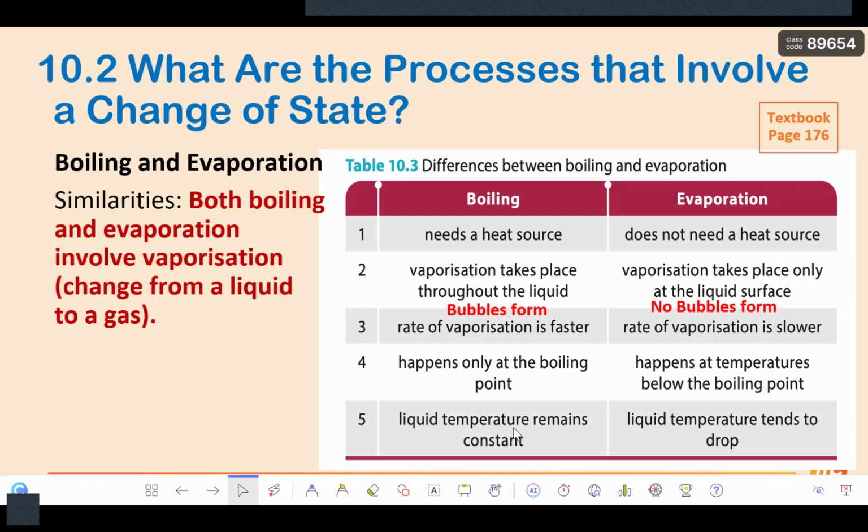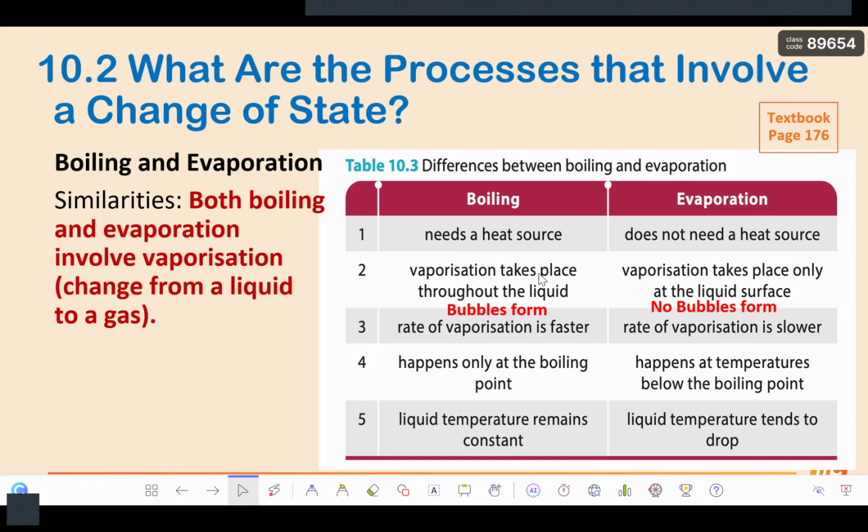Then during the boiling process, the temperature remains constant. But during the evaporation process, the temperature doesn't stay constant. In fact, evaporation will cause objects to cool down. It actually decreases the temperature of the surroundings during evaporation because it is absorbing heat energy from the surroundings. So in the process, it helps to cool down the surroundings and itself as well. So the similarity is that both of them are a change from liquid state to gaseous state. But you must be able to tell me the differences between them.